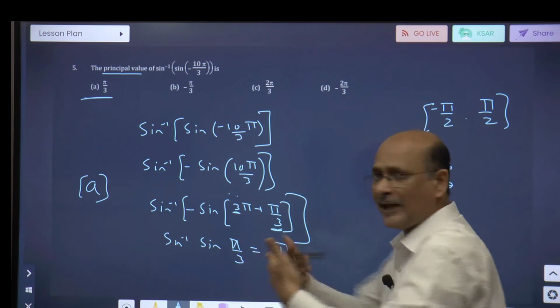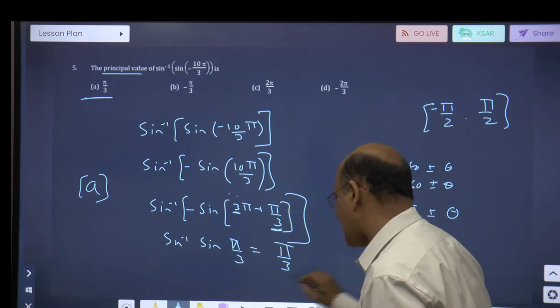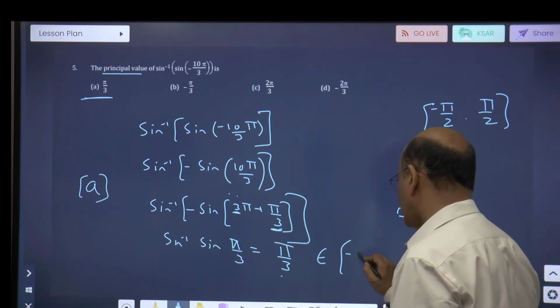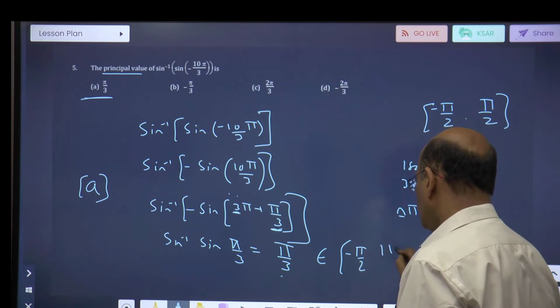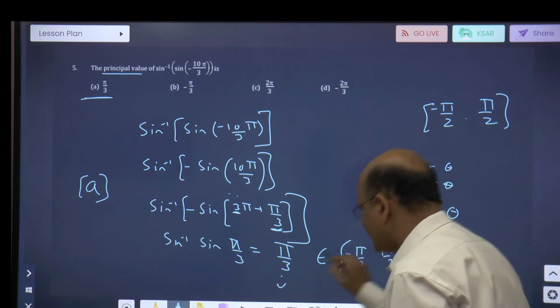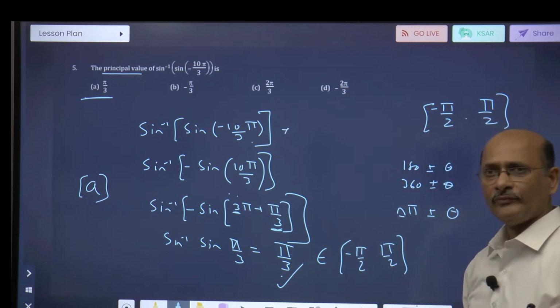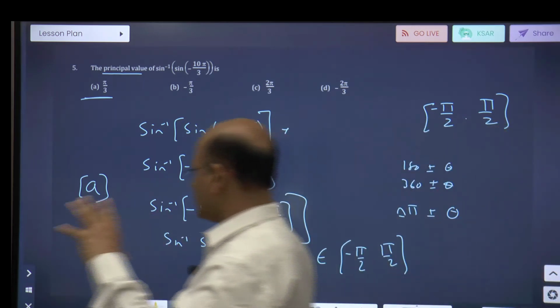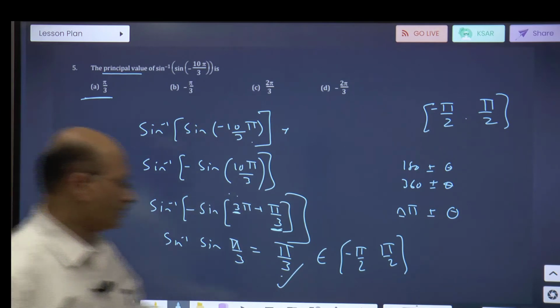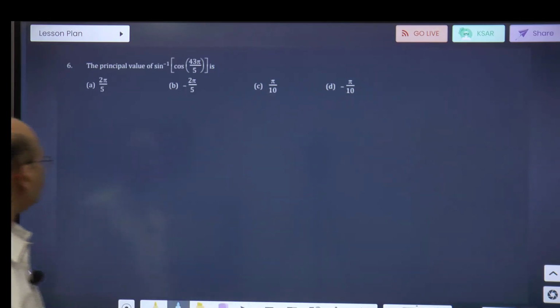So sine inverse of sine becomes compatible. And this pi by 3 belongs to what? Minus pi by 2 to pi by 2. That's why this I can call a principal value and not this. Did you understand this point? Okay, simple working. Don't be in a hurry. Just work out the way you like.